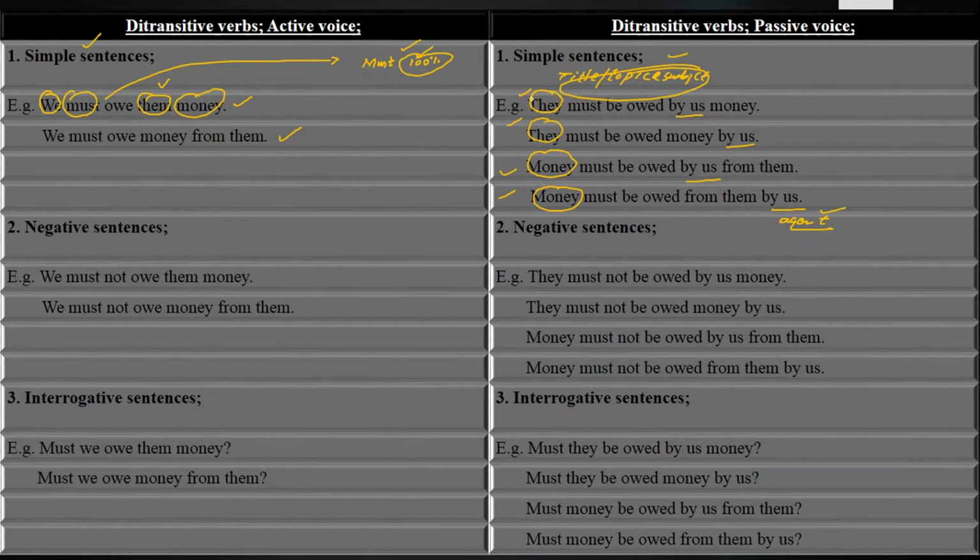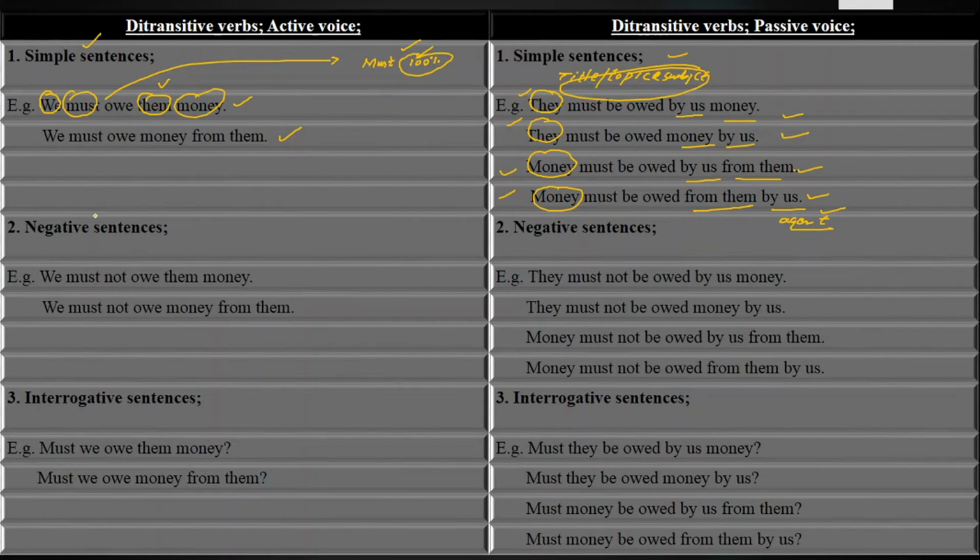And when you bring the indirect object, means in the first and second sentence, so by us comes at the beginning, money at the end, money at the beginning, by us at the end. In third sentence, when you bring the direct object money in the place of subject, so by us at the beginning, from them at the end, from them at the beginning, by us at the end. Sentences will be as followed: they must be owed by us money, they must be owed money by us, money must be owed by us from them, and money must be owed from them by us. These are the simple sentences.